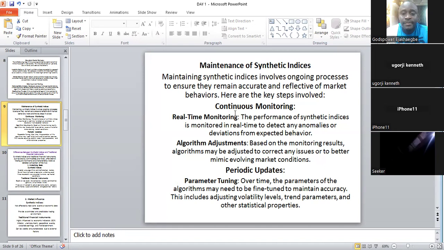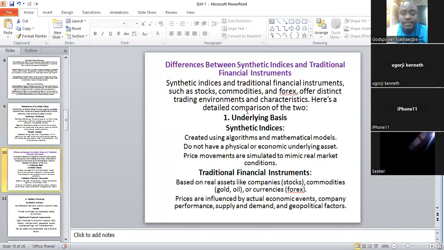This is the interesting part of it. This is the main part of it, and I really need to talk about it. Differences between synthetic indices and traditional financial markets. I will say this to you. Synthetic indices are created using algorithms and mathematical models. They do not have a physical economic underlying asset. Price movements are simulated to mimic real price. Let me say this to you. Synthetic indices, they are not affected by the market conditions. They are not affected by it. But the traditional market, they are affected.